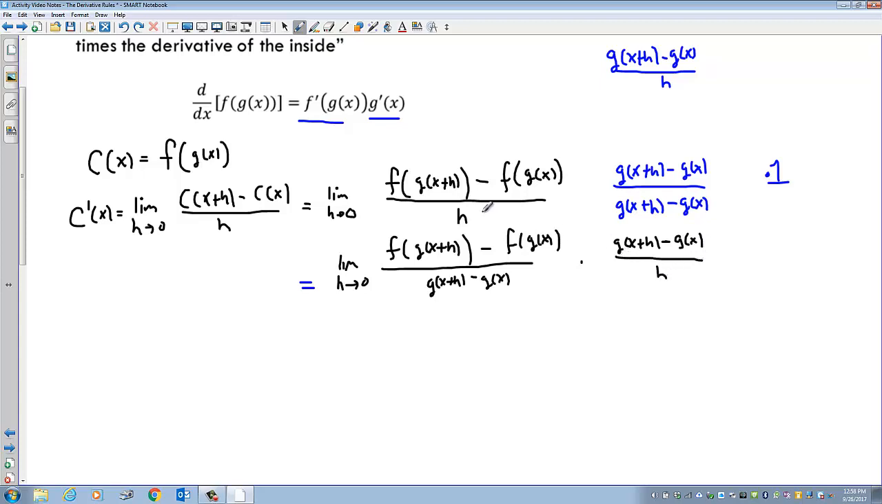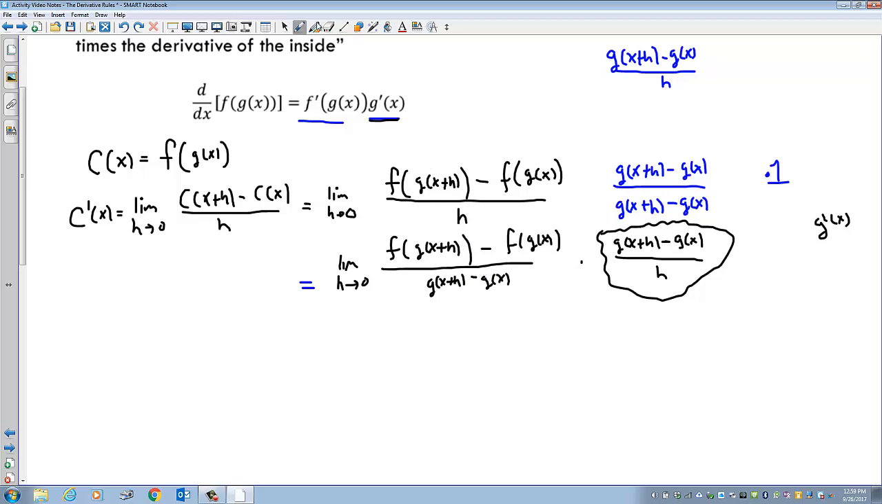And you can do that. I mean, you can move things around. You basically have a times b, like 2 times 3, and I'm just going to write it as 3 times 2. And that's fine. But notice this thing here is the difference quotient. So when I run the limit through this thing, that's going to be like g prime of x. And that's good, because that's what I want. I want this derivative of the outside here. Now, this doesn't quite look like the derivative of the inside, but it's getting closer.